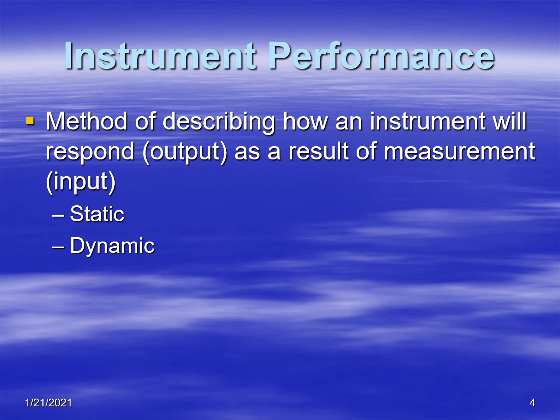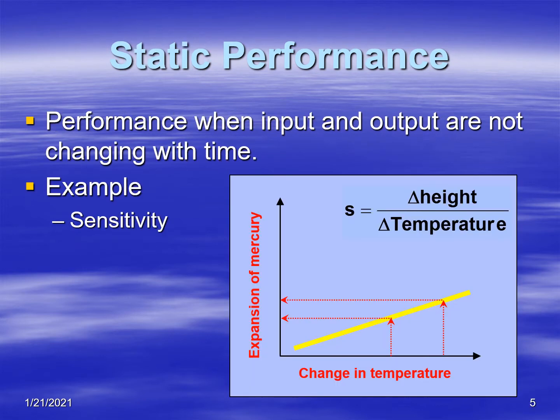Instrument performance deals with how an instrument will respond as a result of some sort of input. And we can generally classify instrument performance as either being static performance or dynamic performance. Static performance has to do with how an output results from some sort of input. In other words, what kind of change do you get with input? And we're not really concerned with how that changes over time. We'll get to time later on.